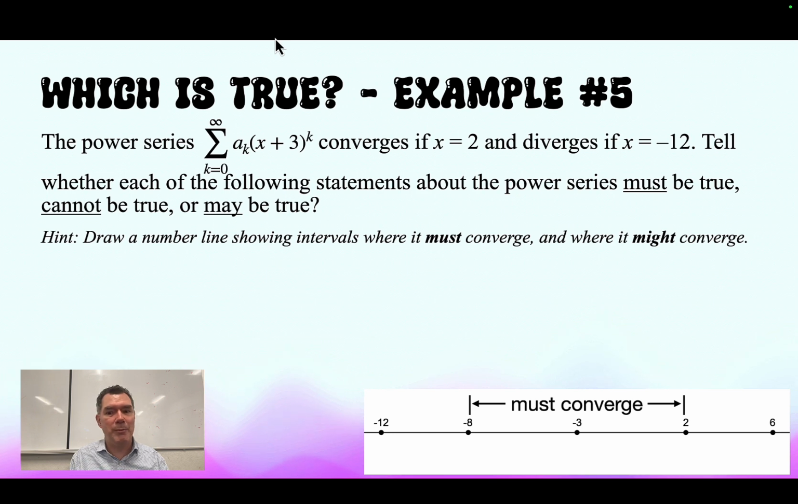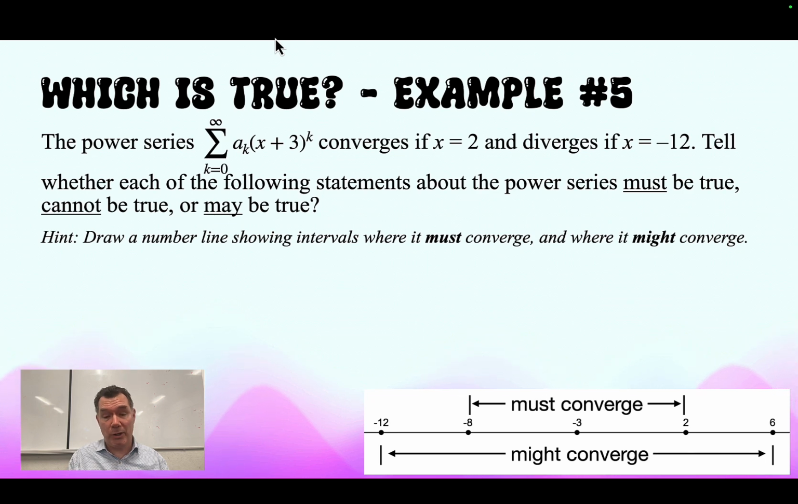And just because one endpoint makes it converge, that doesn't mean the other endpoint does the same thing. Similarly, I know that it might converge between negative 12 and 6 because it diverges at negative 12, but it could converge immediately after negative 12. And then that goes all the way to 6. And again, I don't know anything about that endpoint either. I know it might converge up to 6, but I definitely have no information about what's going on at 6.